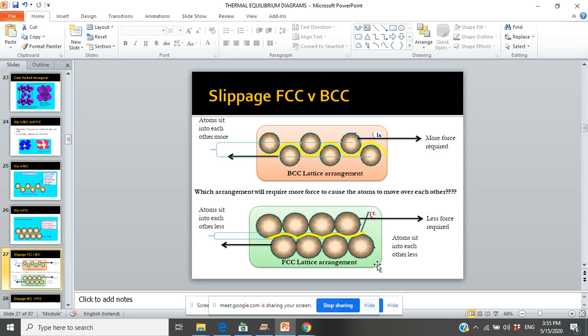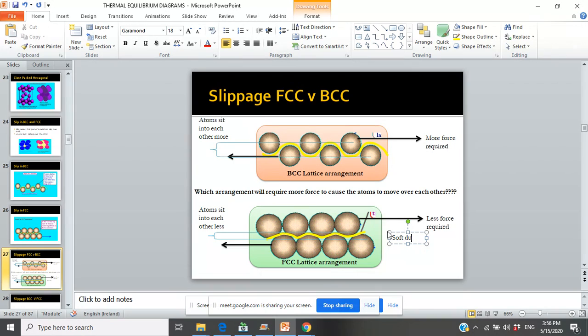and ductile. Actually, I meant to change these to the properties. Soft, soft, ductile, here, properties. Whereas here, the atoms are not going to slip easily. So therefore, they're going to be a much more stiff, strong, tough, or hard material.